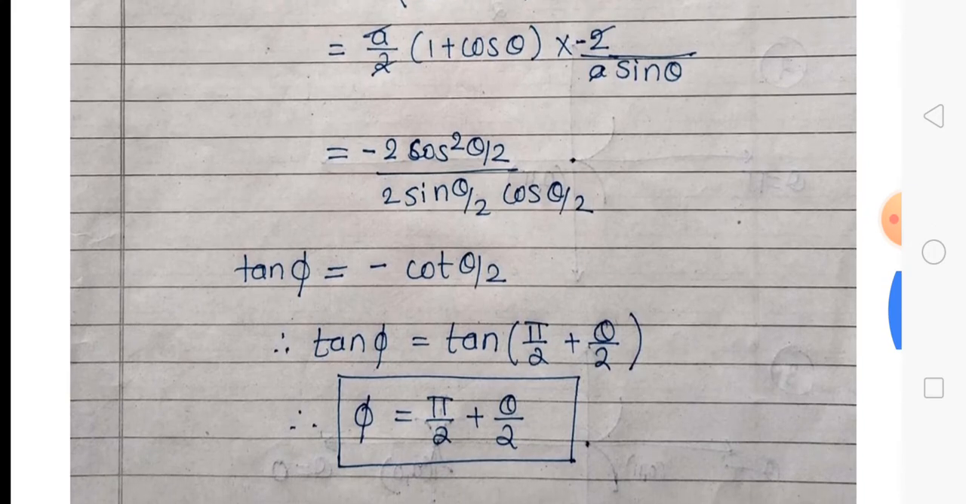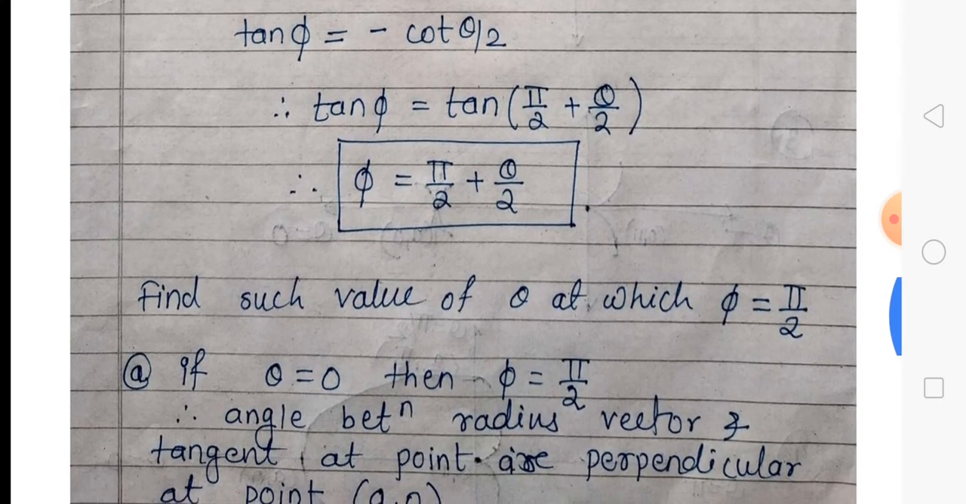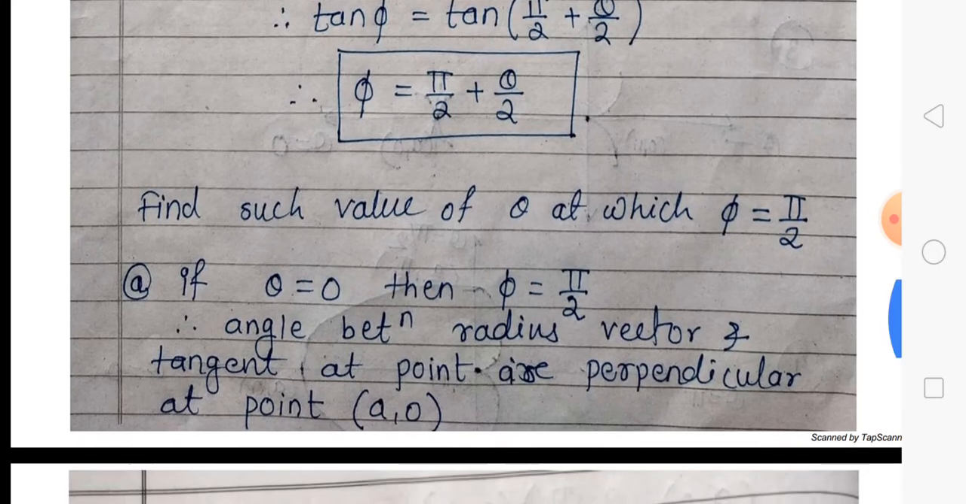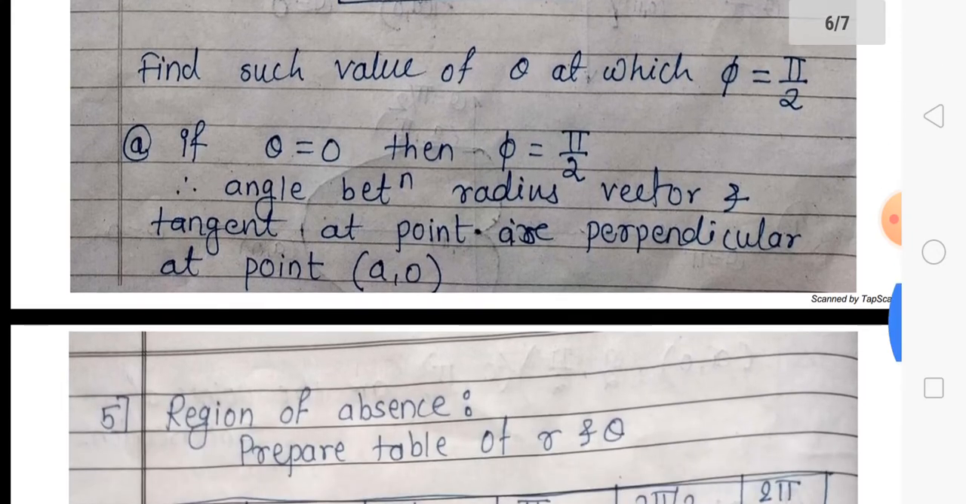Then again we get tan phi is equal to minus cot theta by 2. Therefore we get tan phi is tan (pi by 2 plus theta by 2). Therefore again we get phi is equal to pi by 2 plus theta by 2. Here we find the values of theta at which phi is pi by 2. If we put theta equal to 0, then we get phi is equal to pi by 2. Therefore, at point (a, 0), the angle between the radius vector and the tangent is 90 degrees.